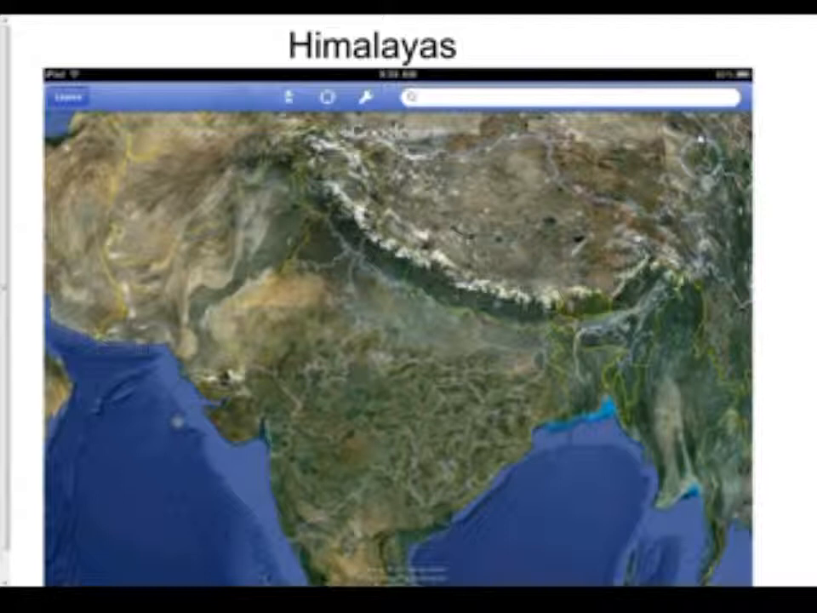We get the Himalayas. This is where the Indian plate is pushing against the Eurasian plate. So our biggest mountains, the tallest mountains in the world above sea level, happen between two plates.